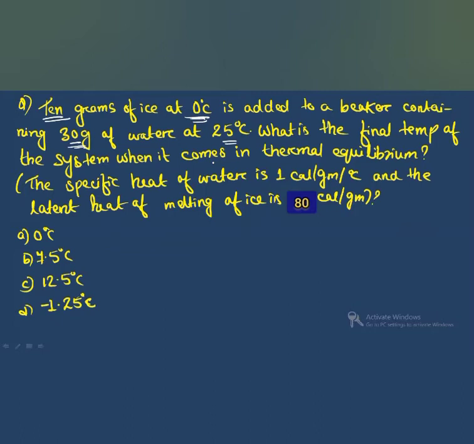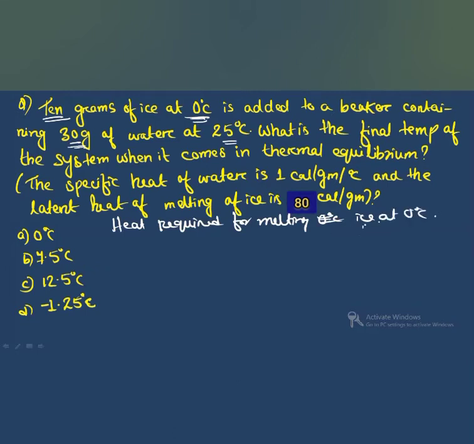Whenever you are asked to find the final temperature, first you have to see the amount of heat available and the amount of heat required. Keep in mind, whenever the amount of heat available is less than the amount of heat required, in that case the temperature will not change, it will be the same as it is. All right, so first we will see heat required for melting 0 degree Celsius ice.